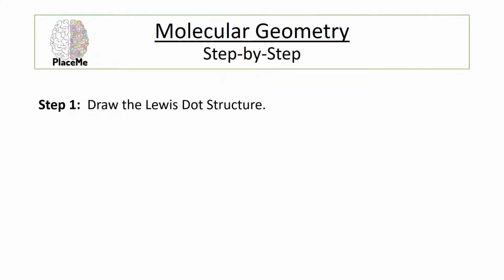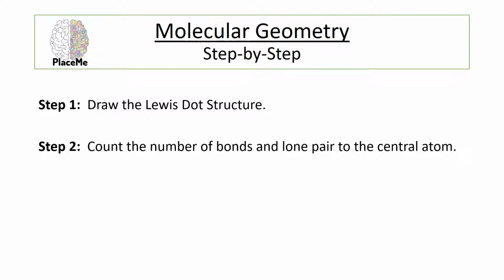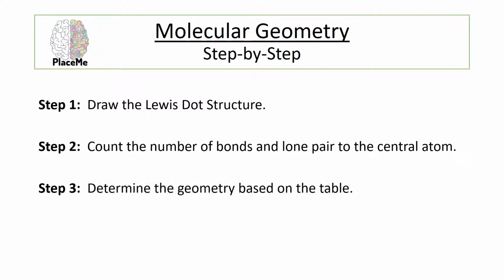So step 1 tells us to draw the Lewis dot structure. If you've forgotten how to draw the Lewis dot structure, just go ahead and jump back to the step-by-steps that explain how to draw the Lewis dot structure, and then you can come back and continue. But we're going to assume that you know how to draw it. Then next we're going to count the number of bonds and lone pairs on the central atom. And finally we're going to determine the molecular geometry based on a table.